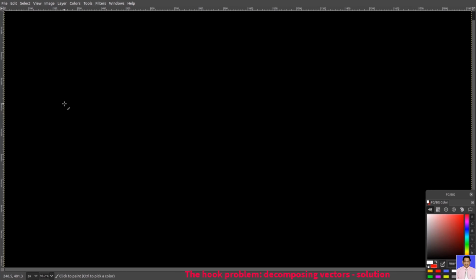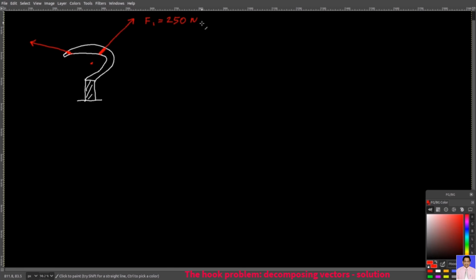Welcome back. Let's now solve another problem. I have a hook here, and this hook is subject to two forces, F1, which is 250 newtons, and F2, which is 150 newtons. And their lines of action meet here.